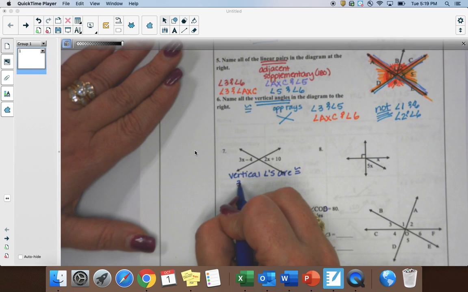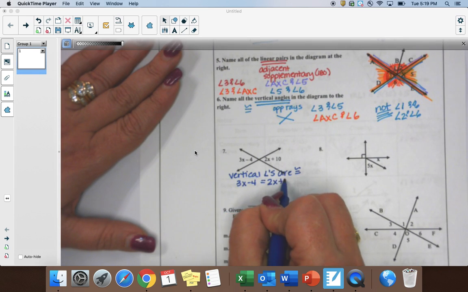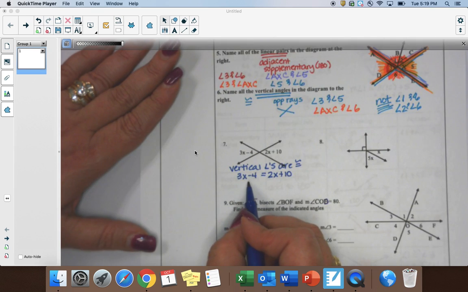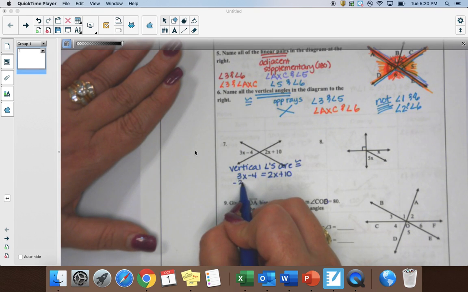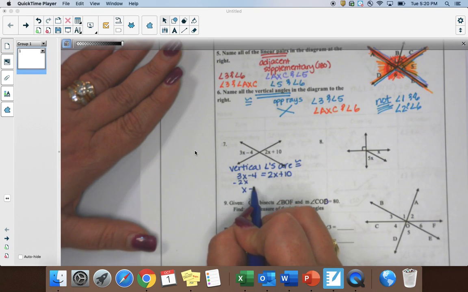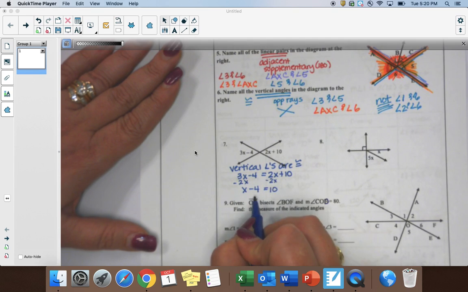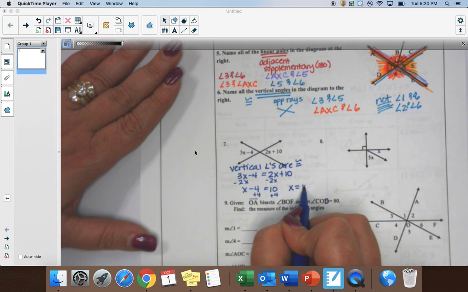So we say 3x minus 4 equals 2x plus 10, and then you would solve that equation. Everything's combined on the left and everything's combined on the right, so we subtract 2x from both sides, and we're left with x minus 4 equals 10. Add 4 to both sides, and x is equal to 14.